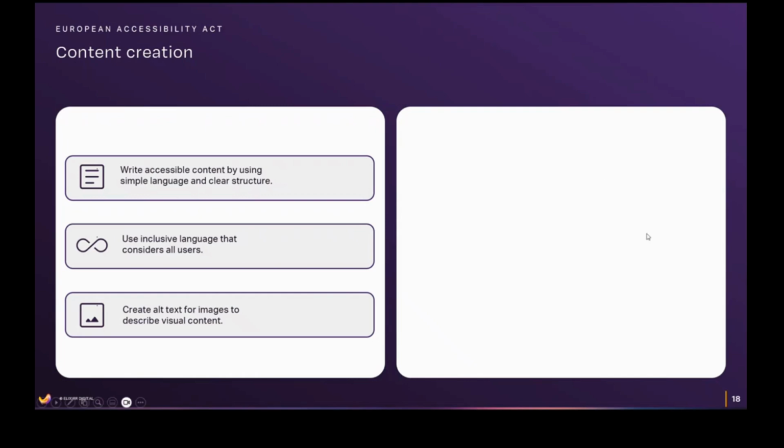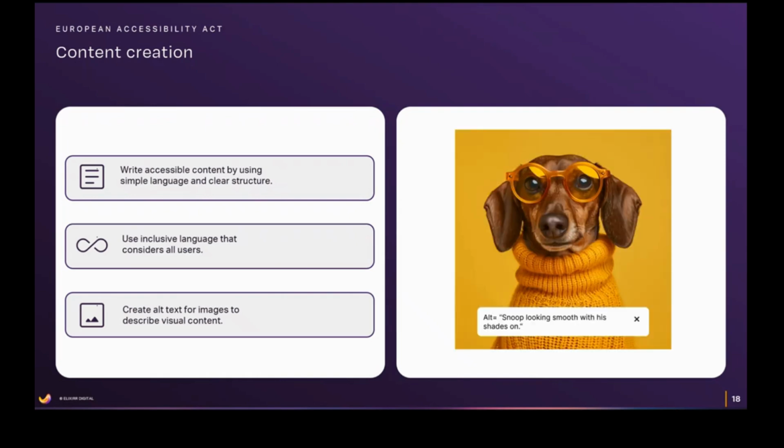So alt text on your image is for when someone has a visual impairment and is using a screen reader, so that when they hover over the image, there'll be a description there. I've got an example here of a dog on a yellow background. A bad alt tag would be "Snoop looking smooth with his shades on." We have no idea what Snoop is, who Snoop is. We have no further context.